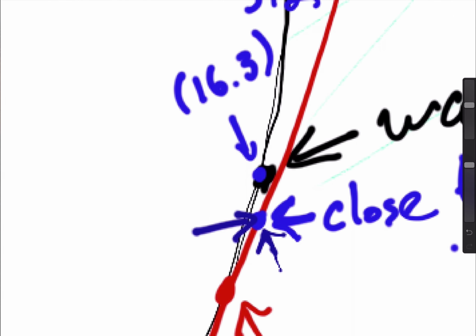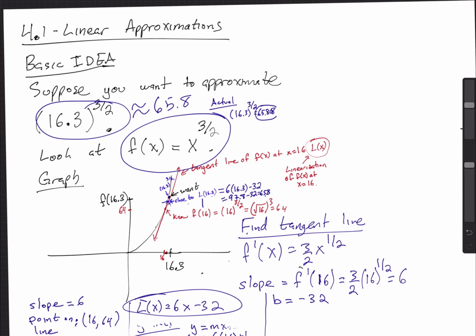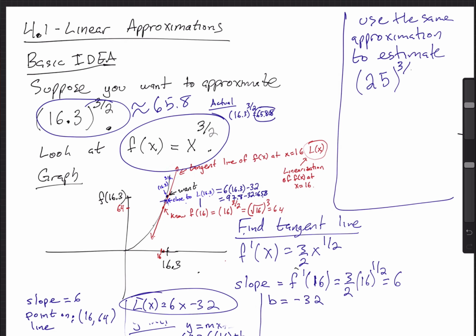If you look at it, it's really close, right? So for example, let's do a thought experiment here. Let's say you wanted to use the same approximation, just for fun, to estimate, let's say, 25 to the 3/2. So we're not going to make a new line. We're going to use the exact same one just to approximate it at a different point. So what would we do?